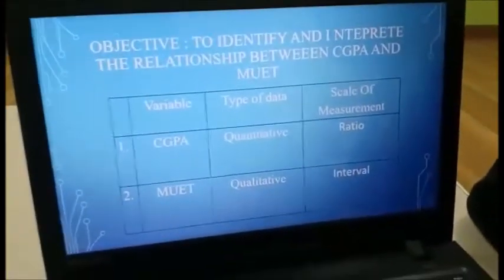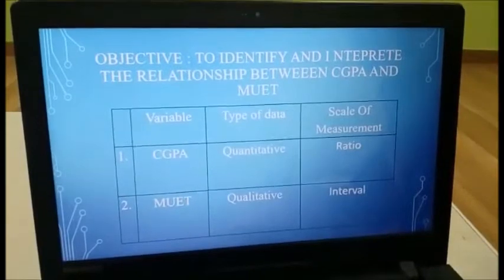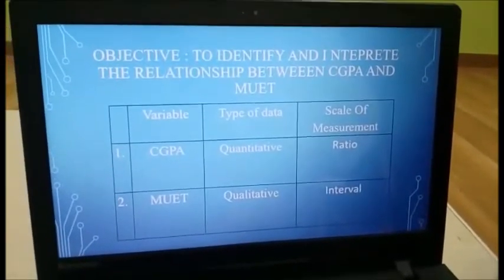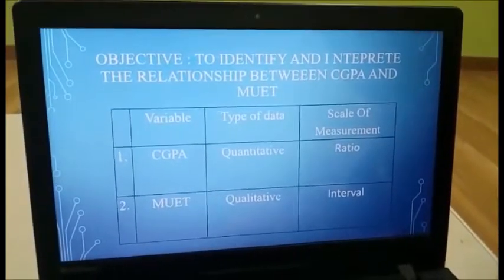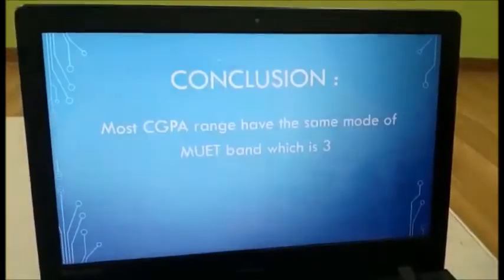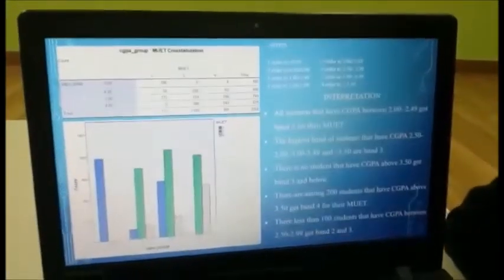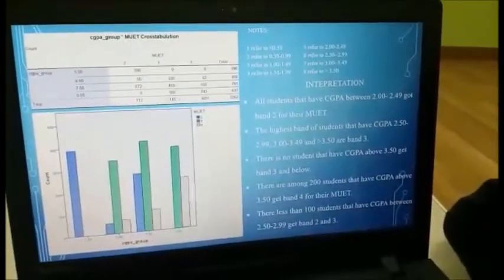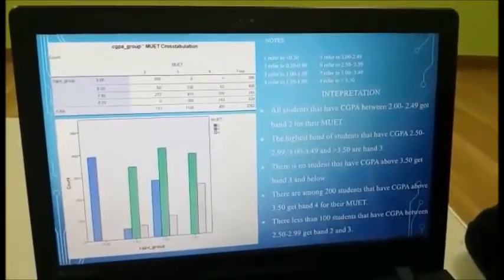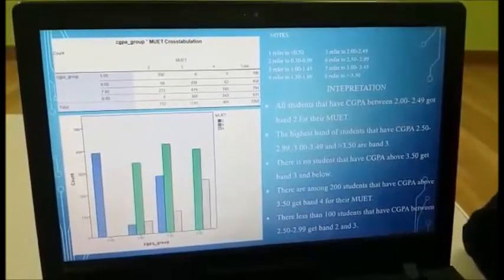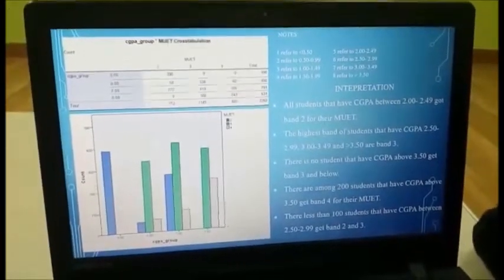Three. Objective: to identify and interpret the relationship between CGPA and MUET. Type of data of CGPA is quantitative and scale of measurement is ratio. For MUET, type of data is qualitative and scale of measurement is interval. All students that have CGPA between 2.0 until 2.49 got band 2 for their MUET.